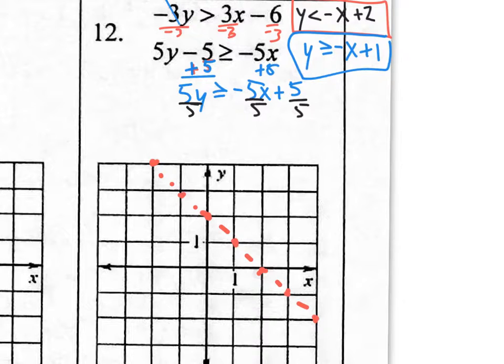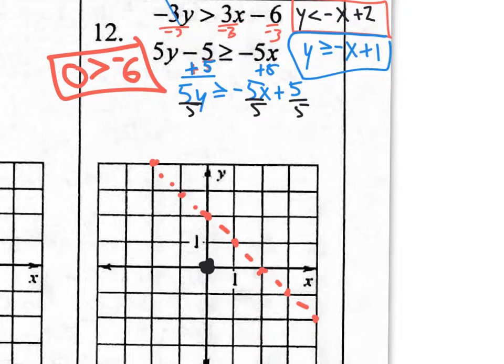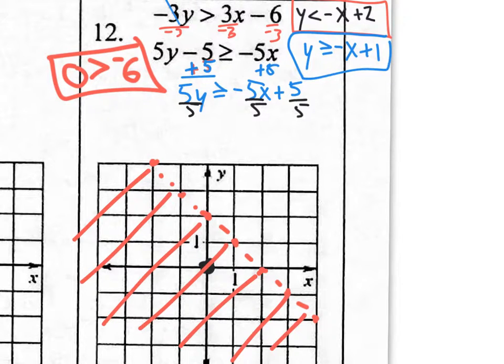And now I need to shade in. I'm going to test the point 0, 0. If I test the point 0, 0, it could be on the original or it could be on your new modified one. If you go with the original, it's going to be 0 is greater than 0 minus 6, which is -6. Is 0 greater than -6? Yes, it is. So this point does work, which means all points on this side work. So you would shade in this side. Got it?